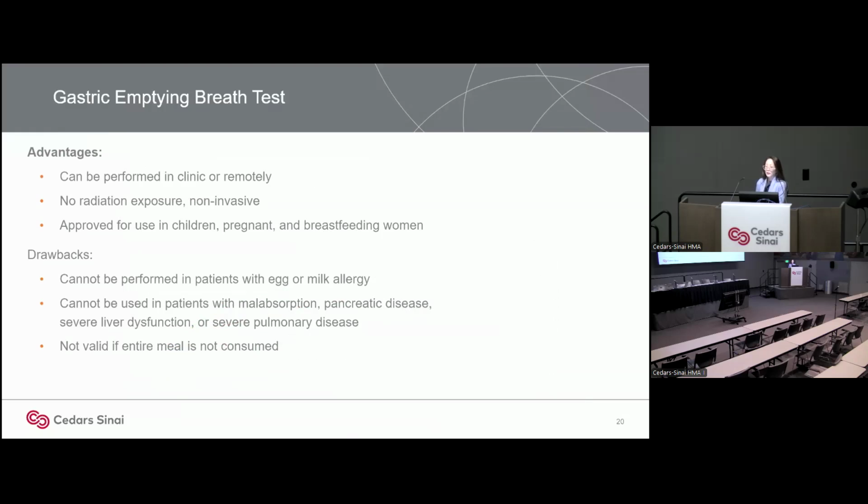So some advantages of this gastric emptying breath test are that it can be performed in the clinic or remotely. These kits can be sent to patients' homes. It does not expose patients to radiation, it's non-invasive, and because of that, it can be used in children, pregnant, and breastfeeding women.